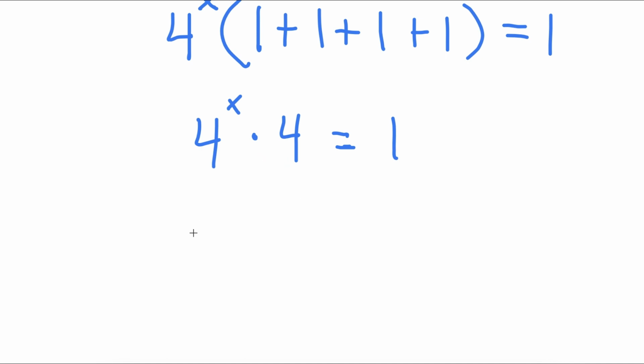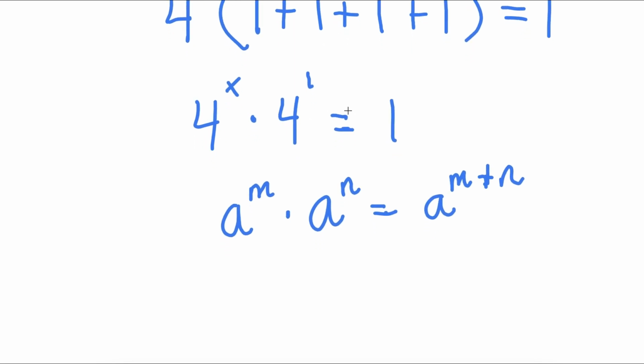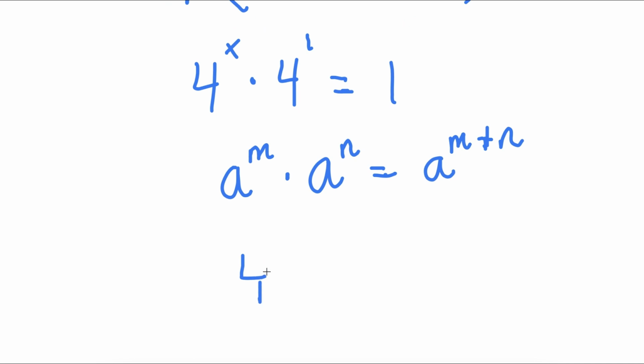Now what I'm going to do is multiply these two. So 4 here is the same thing as 4 to the power of 1. If I have something in the form a to the power of m times a to the power of n, this is equal to a to the power of m plus n. So in this case, 4 to the power of x times 4 to the power of 1 is going to equal 4 to the power of x plus 1. And this is equal to 1.